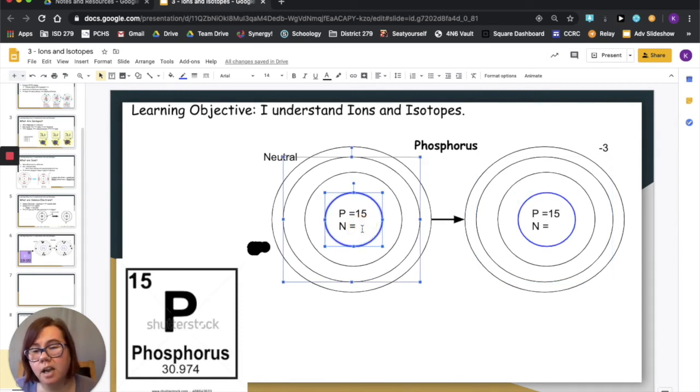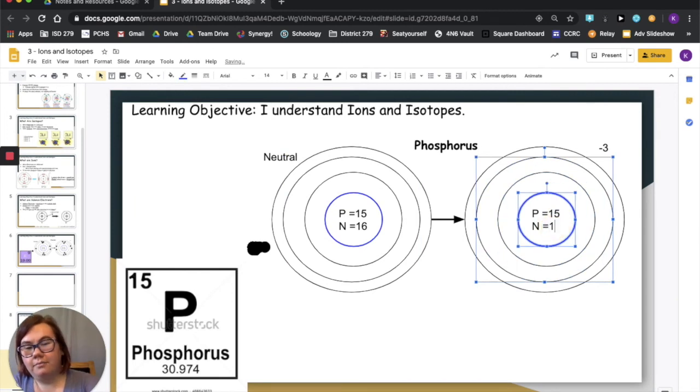And then when we start talking about the neutrons, we take that bottom number, our atomic mass, and round it. 30.974, we're going to round to 31. That would be our mass number, and then we'll subtract our atomic number. So 31 minus 15 is going to give us 16. So we have 16 neutrons in both our neutral atom and in our ion.